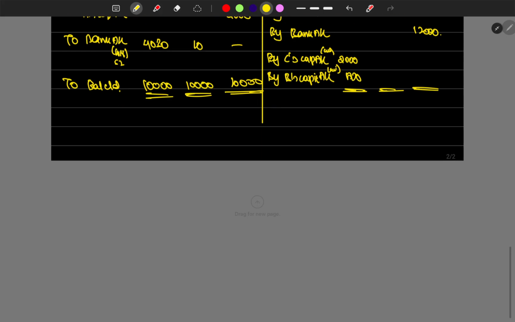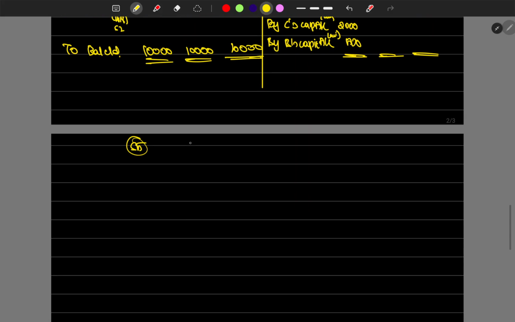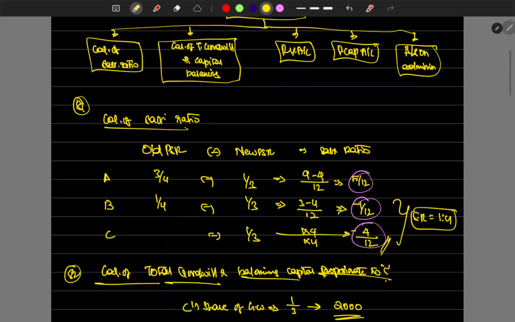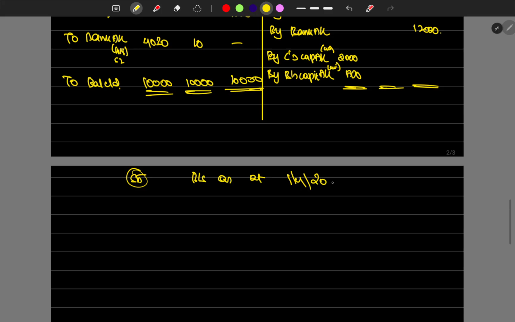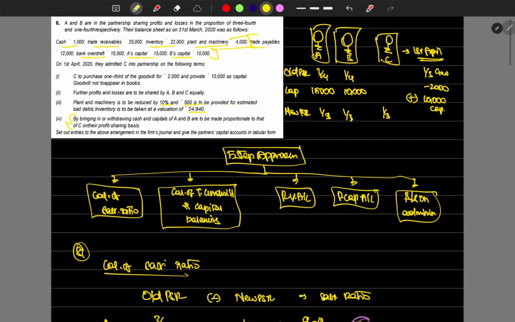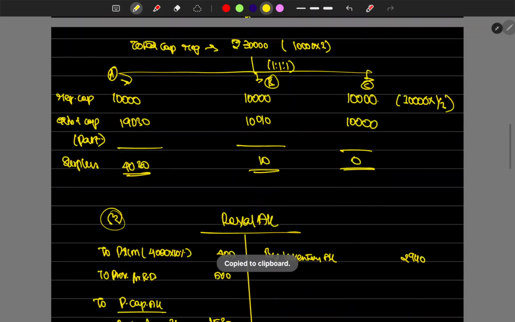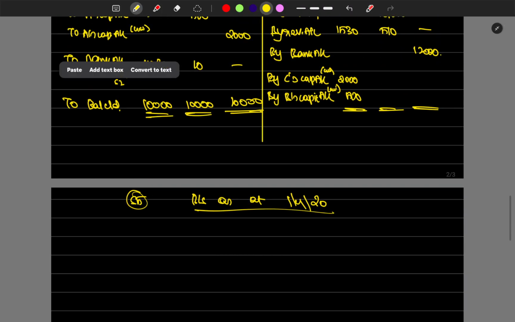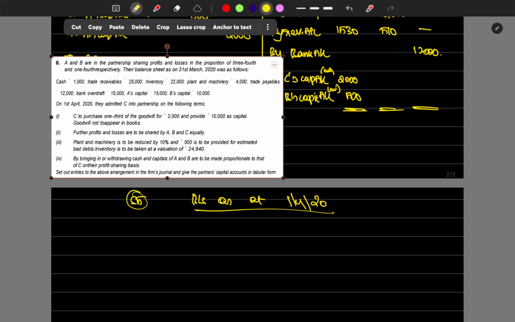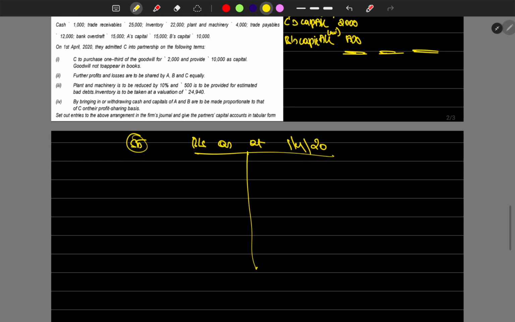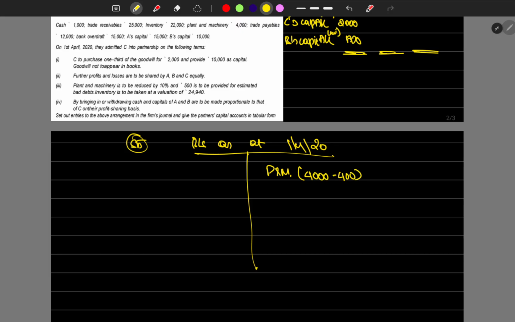Now let's quickly prepare the balance sheet also. Balance sheet as at admission date. What's the admission date? 1/4/20. Okay. Let's take this table to this place. What's the plant and machinery value? Plant and machinery is reduced by 10%, which is 400. So 3,600 is the plant and machinery.